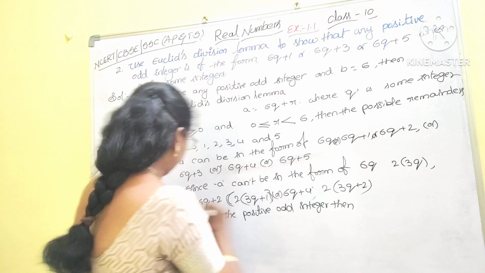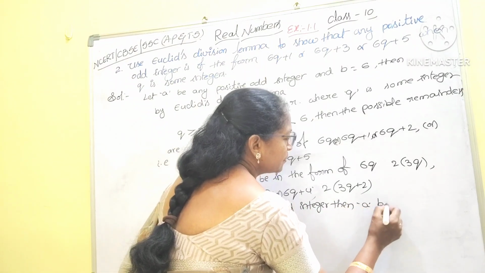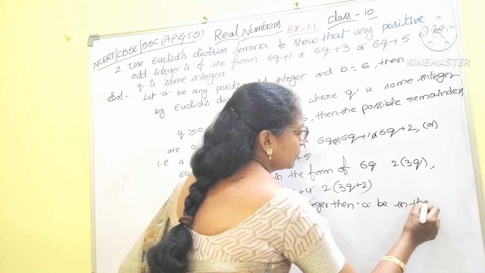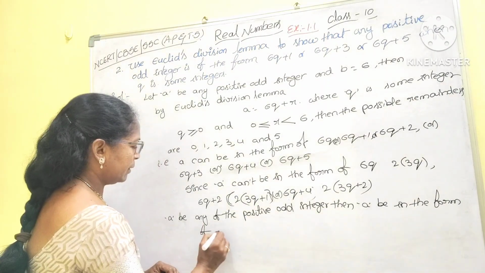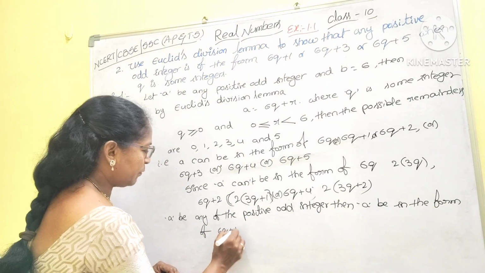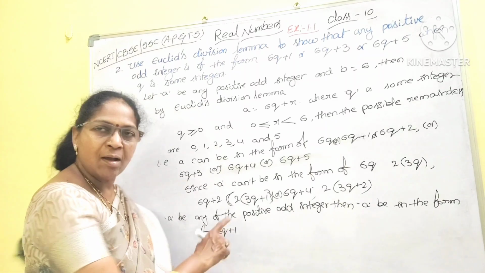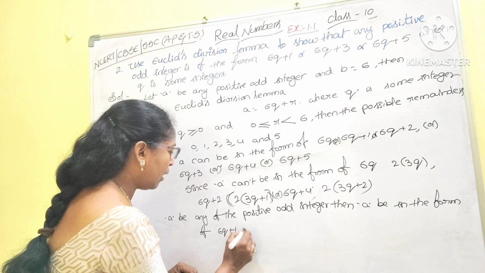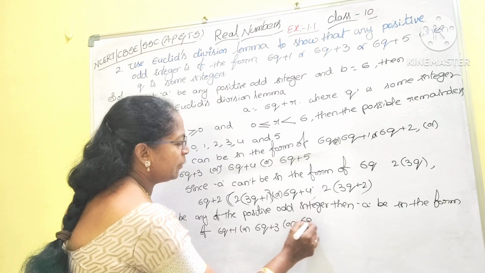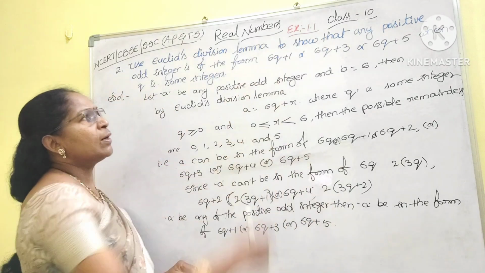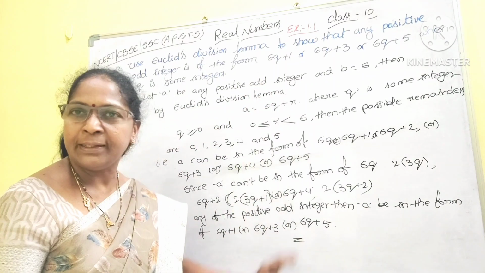Then A can be in the form of 6q plus 1. 6q is an even number, and if you add 1, it is an odd number. So A is of the form 6q plus 1, or 6q plus 3, or 6q plus 5. That is what was given. This is the solution. Do you have any doubts?